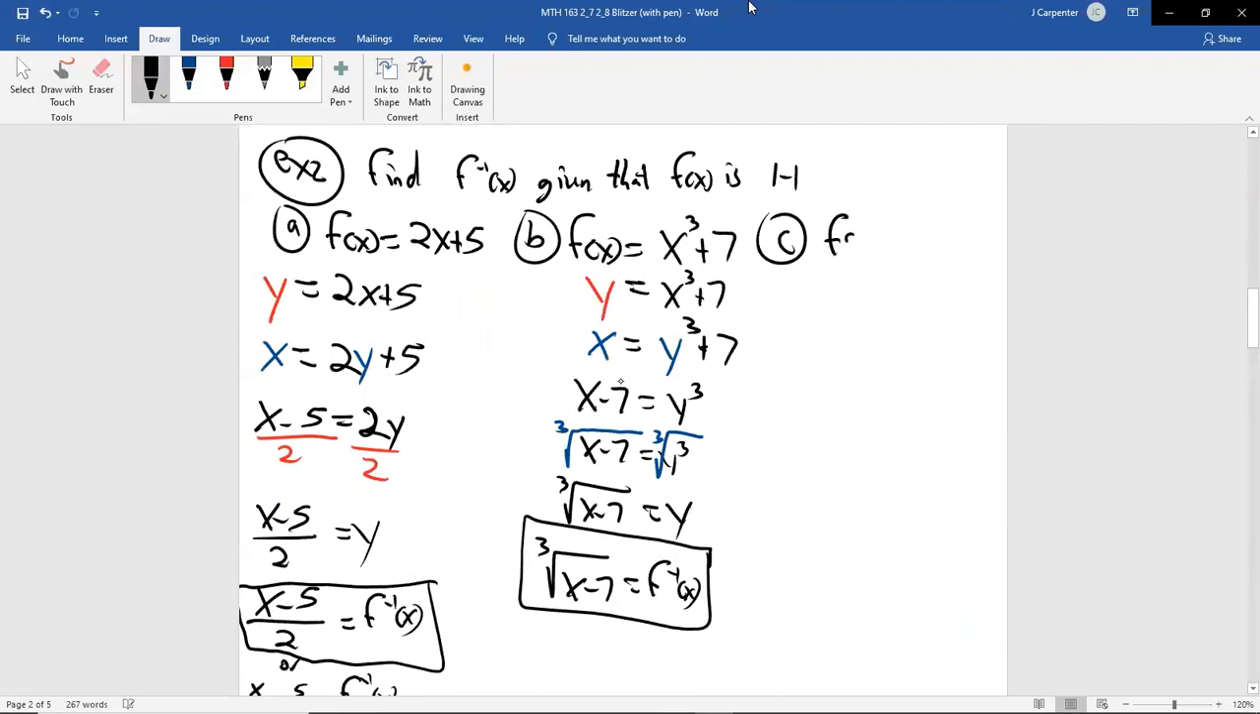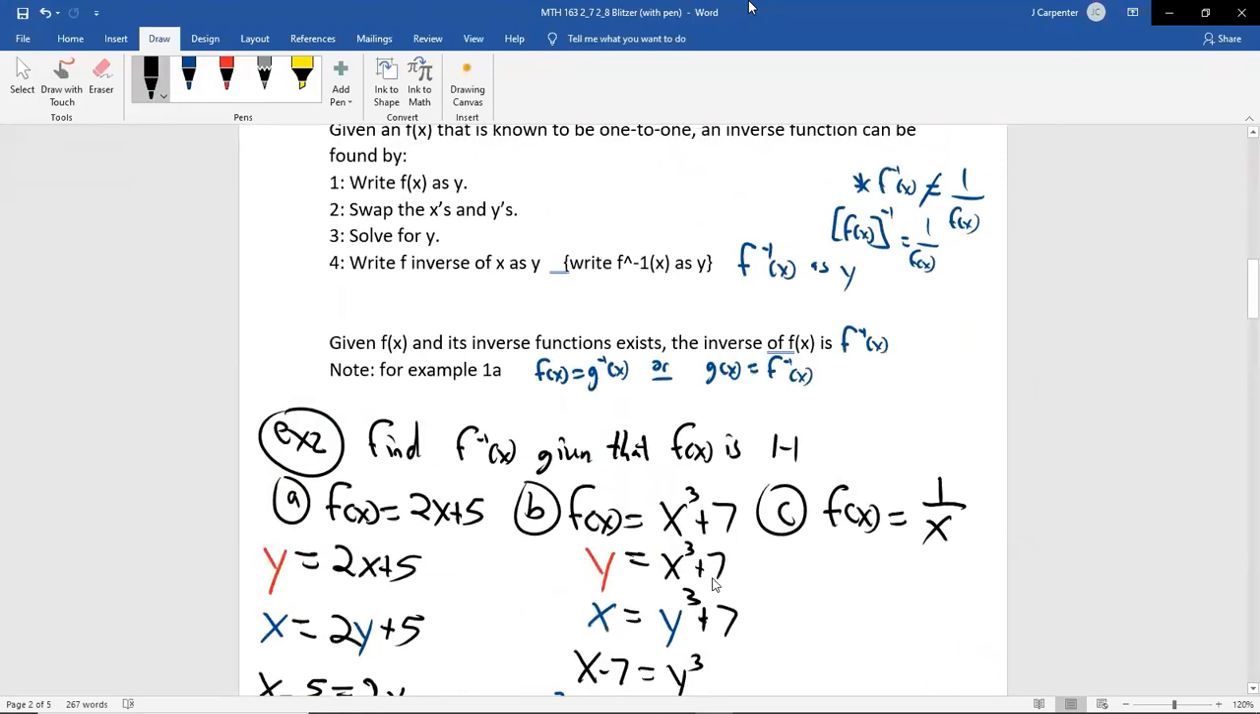C. This is one of my favorites, and it's one of my favorites because of the answer, and we'll get there in a few minutes. So f of x equals 1 over x. First step, let's pull back. Write f of x as y. So we get y equals 1 over x.